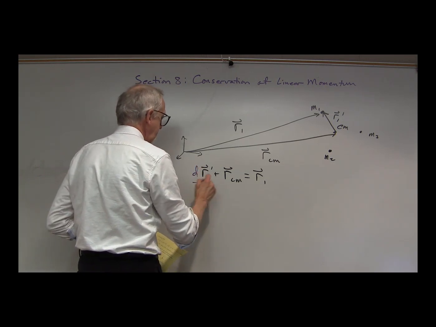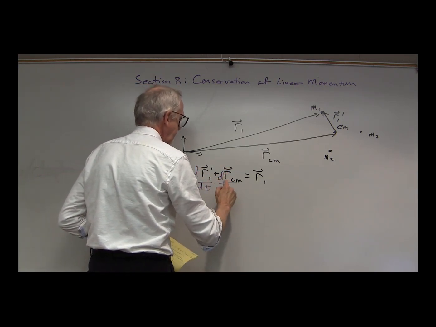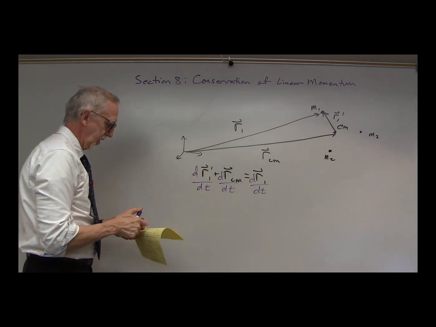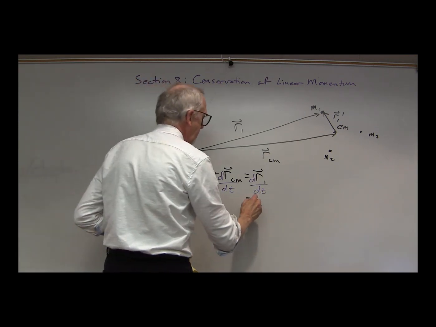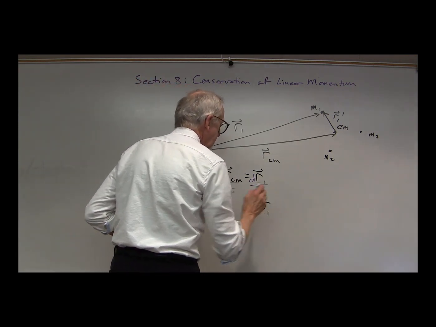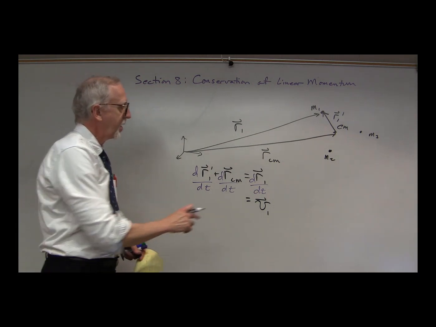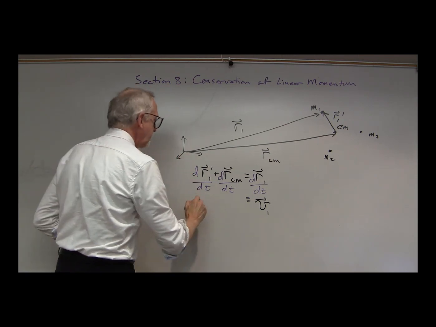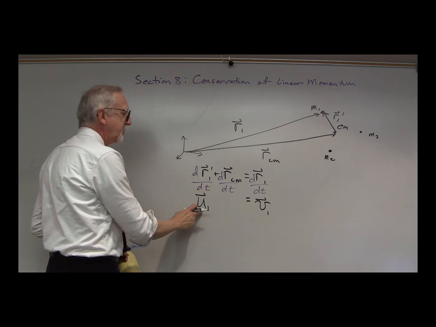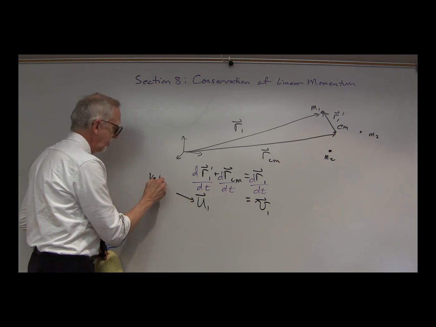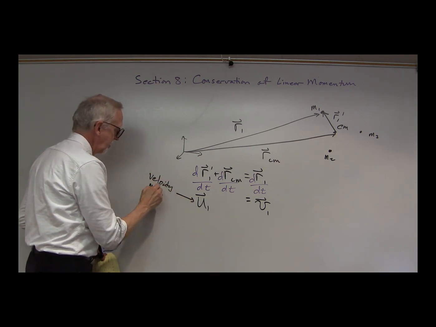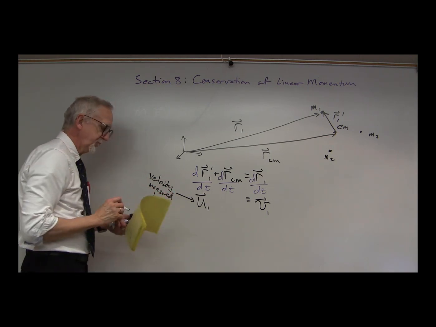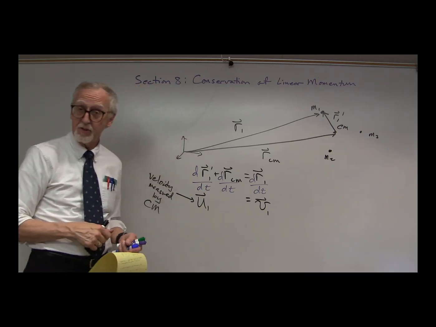d by dt, d by dt, d by dt. Okay? So what do we get? Well, this I'm going to call V1. So that's the velocity of our first particle measured by our general coordinate system. This one, I'm going to call U1. So this is the velocity measured by the center of mass, so to speak. In other words, measured in the center of mass frame.